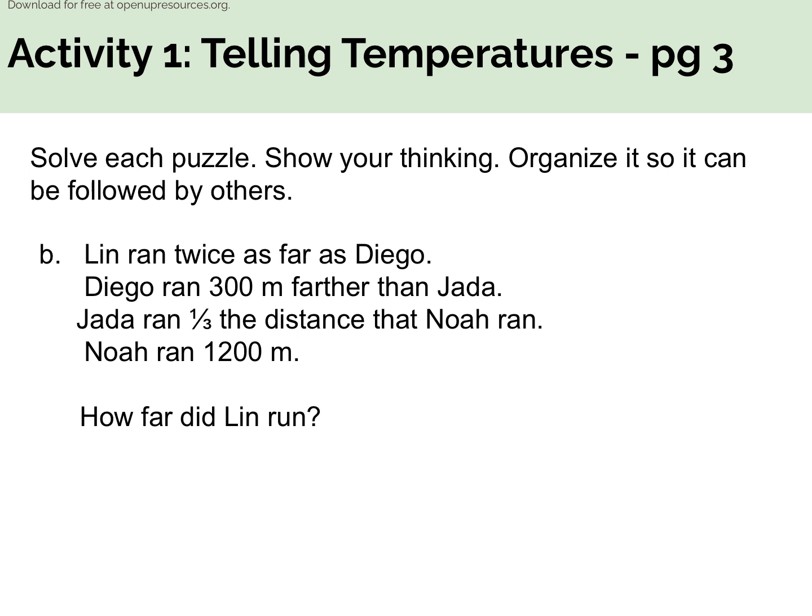All right, so I like to kind of just write stuff down. That's just me. So Lynn ran twice as much as Diego. Diego is 300 more than Jada. Jada is a third of Noah. And then Noah is 1,200. So again, let's kind of put this stuff together.